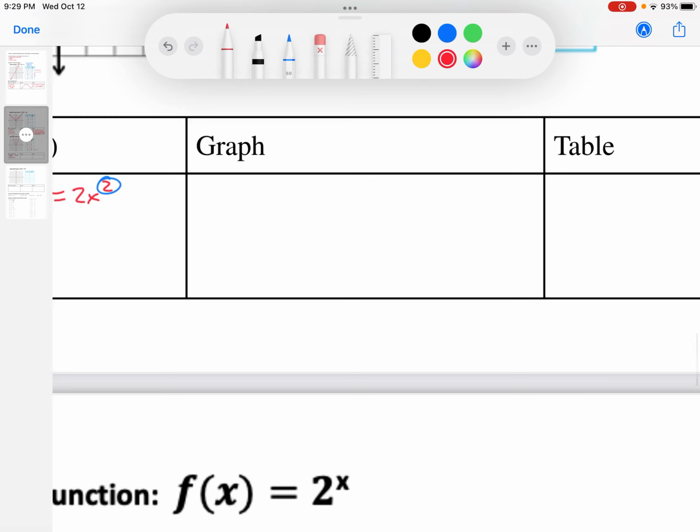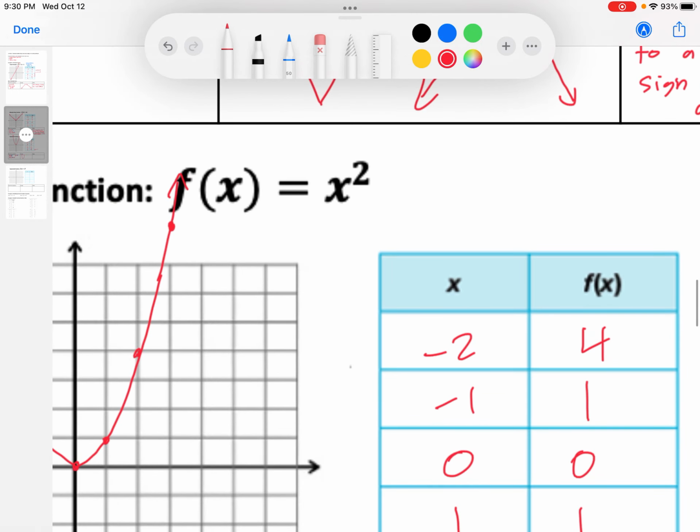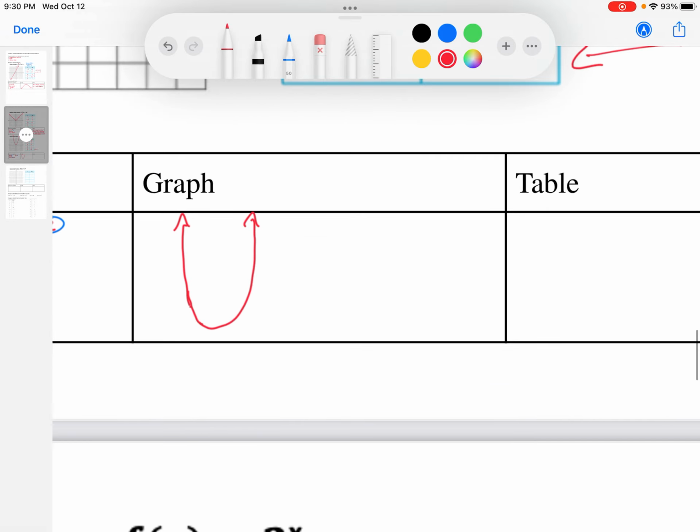What do their graphs look like? Well, generally speaking, they look like U's. The only exception to that would be very similar to an absolute value function. If you have a negative at the very front of this function, you guessed it, it's going to flip the function upside down. Oh, that's a pretty poor U. It flips the function upside down, and it's an upside down U.